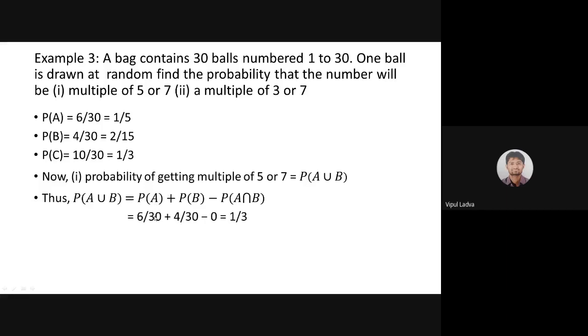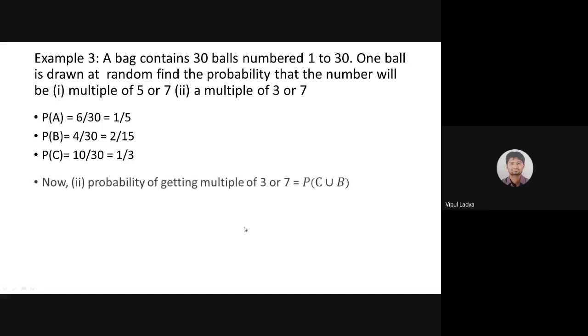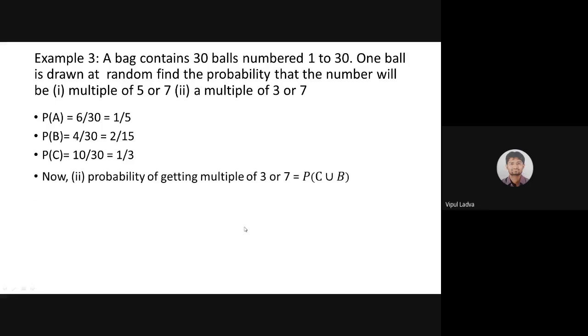P of A we had already defined, that is 1 by 5 or 6 by 30, 4 by 30 minus 0. That 0 is for P of A intersection B. And by adding both this, 10 by 30, it will be 1 by 3. And for the second, 3 or 7, for 3 I had mentioned event C. Multiple of 3 के लिए हमने जो labeling दिया वो event C है. Multiple of 7 के लिए जो हमने event label किया हुआ है, that is B.